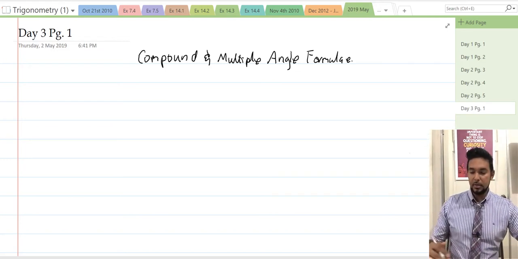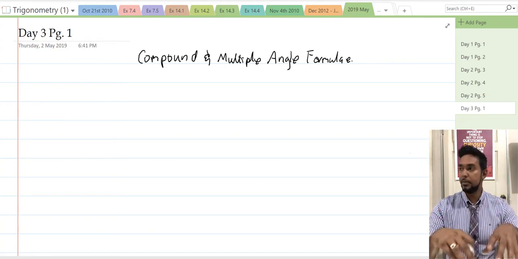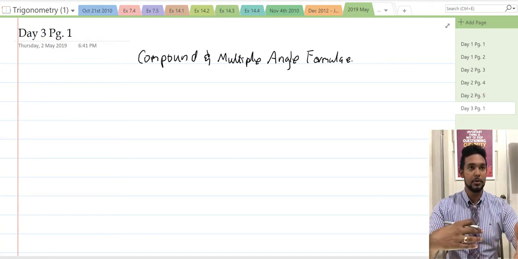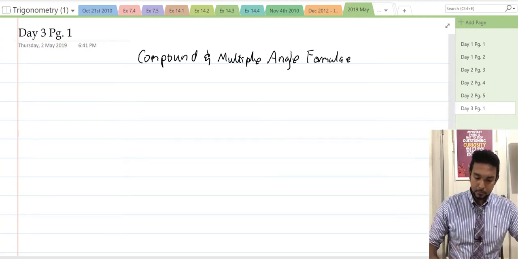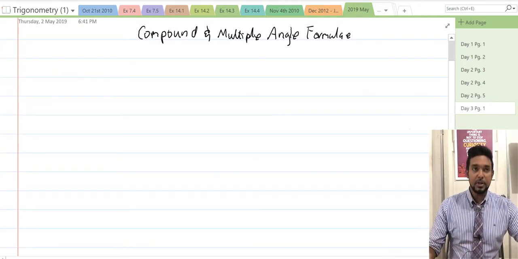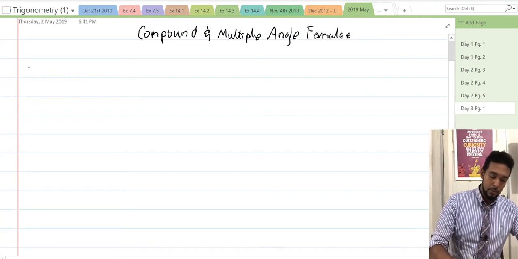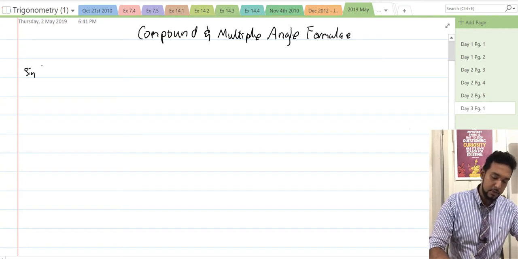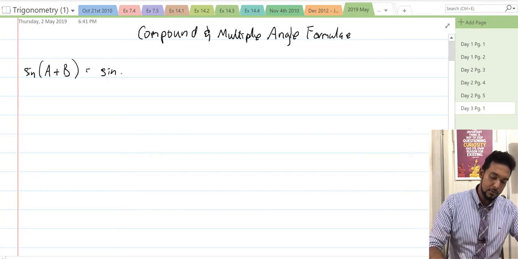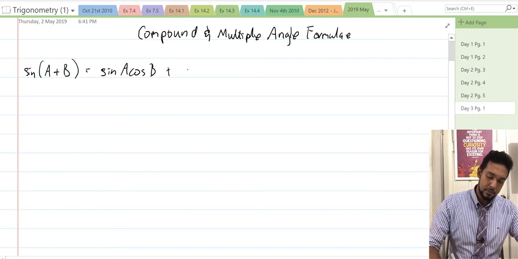So I'm just going to write them out, do a couple examples, print out that page for you guys, and then we're going to go through some questions on this, right? So let's start. So we have 6 of these formulae. We have sine of a plus b. All right, so this is equal to sine a cos b, sorry, plus cos a sine b.